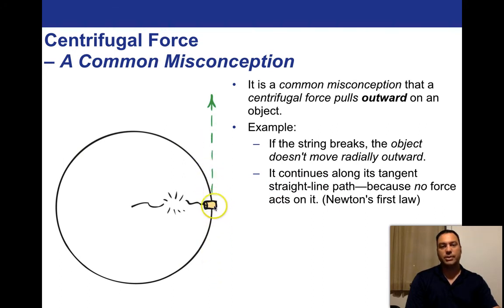Okay, so it will actually continue in this path to the top of the screen because no force acts on it. That's Newton's first law, right? So at this point, it's rotating. It's being pulled in by centripetal force. Suddenly there's a break, no centripetal force to continue pulling it in, and as a consequence, it goes straight, according to Newton's first law. Object in motion tends to stay in motion.